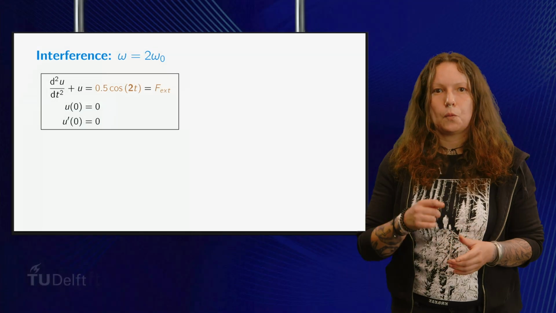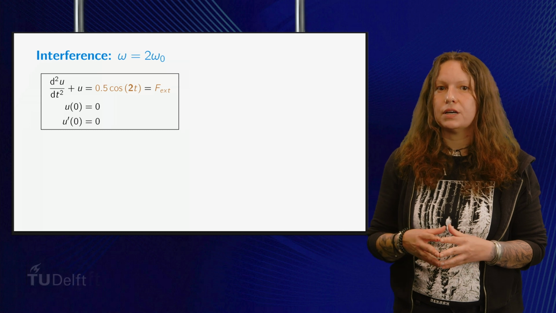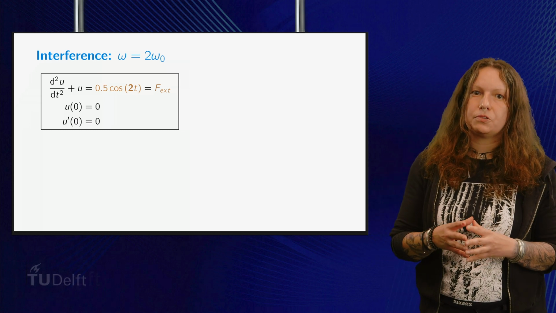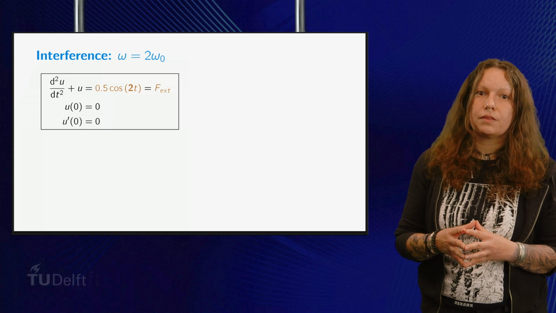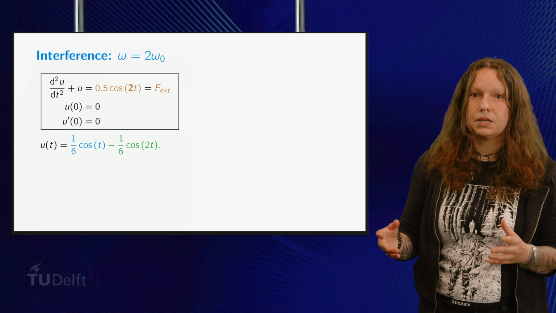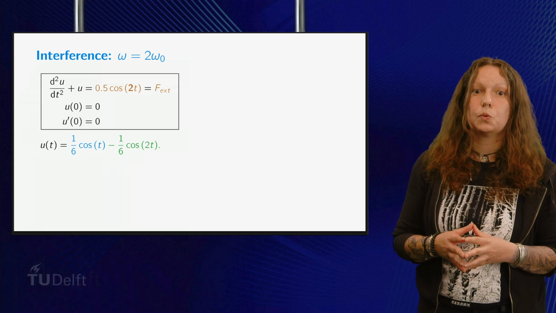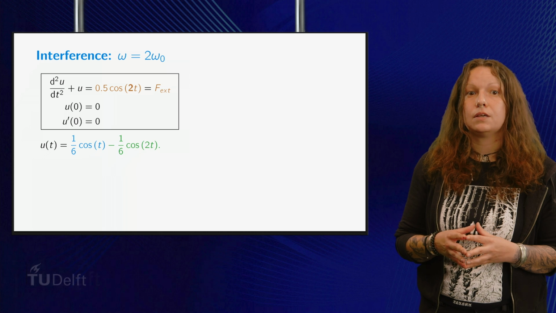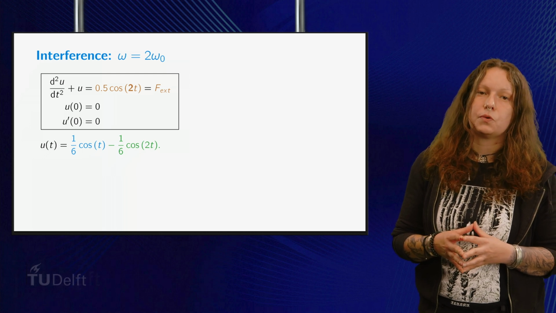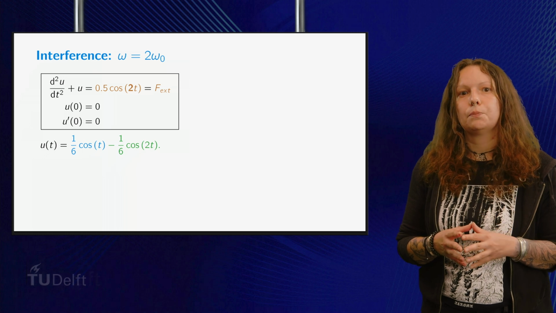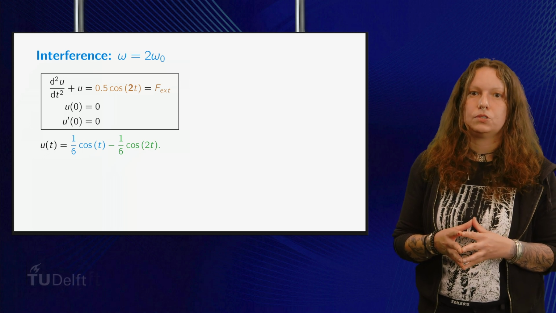If you pause here and work through the calculation, you'll find something interesting. If your computations are correct, you find that the displacement u of t turns out to be a linear combination of two cosine functions with different frequencies. 1/6 cosine of t is the solution to the homogeneous equation, whilst 1/6 cosine of 2t is the particular solution to the non-homogeneous equation.